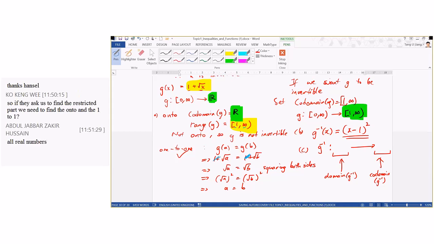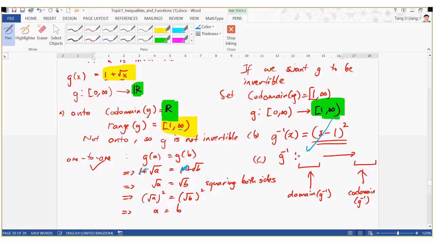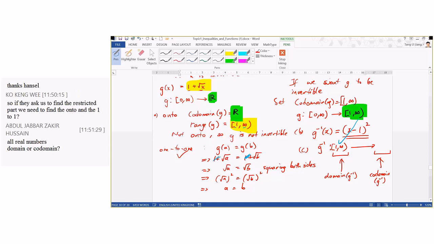Because why? An inverse function is supposed to reverse the arrows. It's supposed to take the original function and go backwards. So the domain of G inverse must actually be the codomain of G. So it is 1 to infinity. It is not the real numbers, even though it seems that x minus 1 squared has no problem at all.